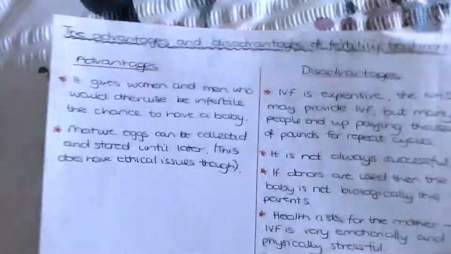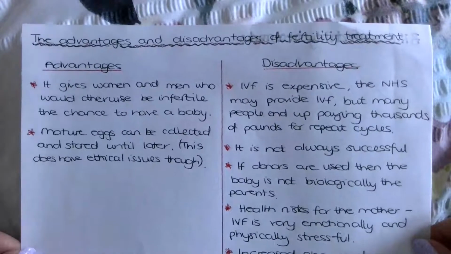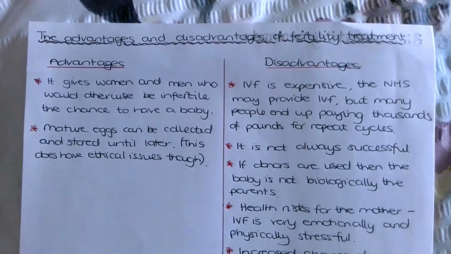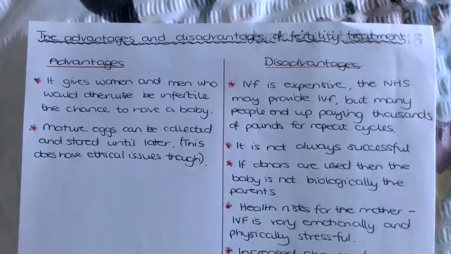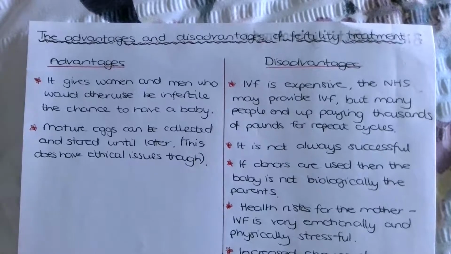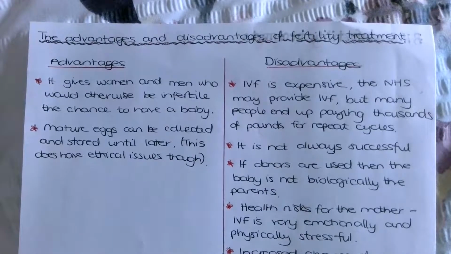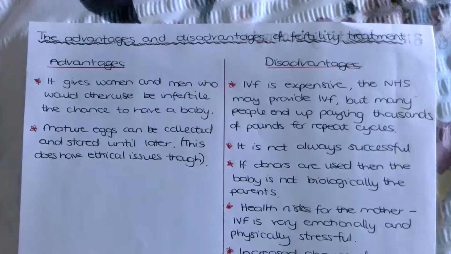Finally, we're going to look through the advantages and disadvantages of fertility treatments. So advantages are it gives men and women who would otherwise be infertile the chance to have a baby, and mature eggs can actually be collected and stored for later on. So if a woman wants to use her eggs later on when she's a bit older, when they wouldn't be as good, so the older a woman gets, the less good her eggs are. So if an older woman has a baby, more likely the baby is going to be born with disabilities.